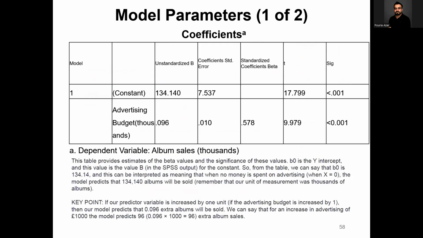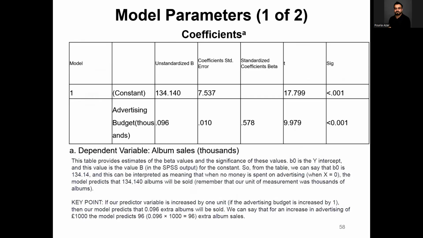And this is the model parameters or coefficients, and this is one of the main tables we will look at when we are doing a regression analysis. So we have the constant value here. The constant is B0, or the intercept. And we have advertising budget. So this model is simple linear regression. Why? Because we have only one independent variable here, which is advertising budget in thousands.